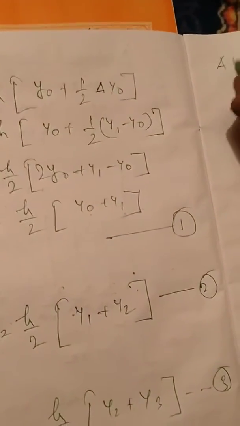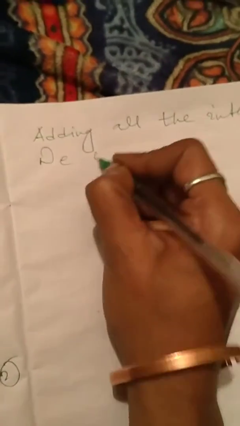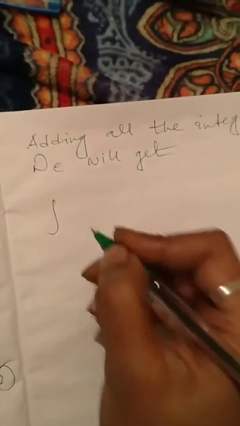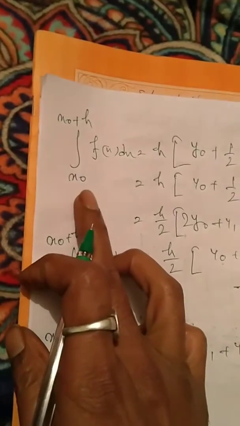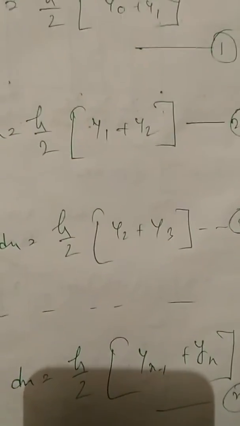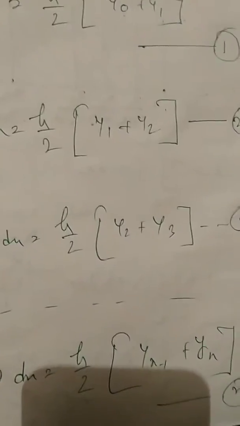So adding all the above integrals over the intervals, we will get the integral of f(x) dx with the first lower limit x0 and the last upper limit x0 plus nh.